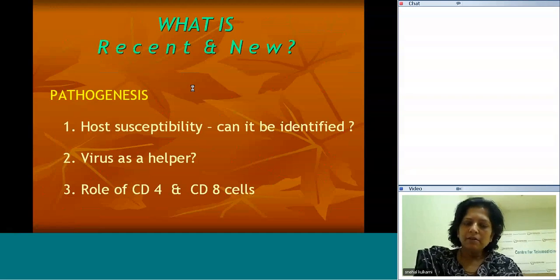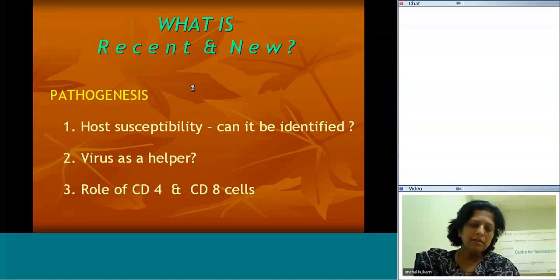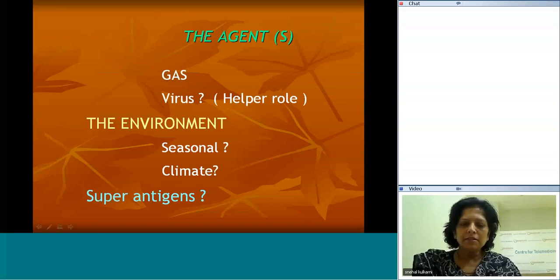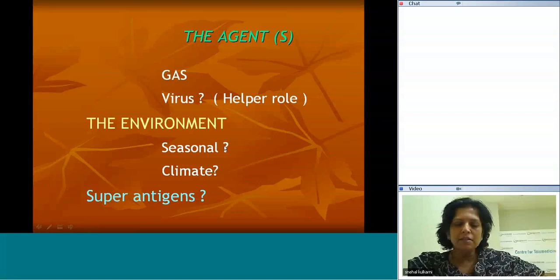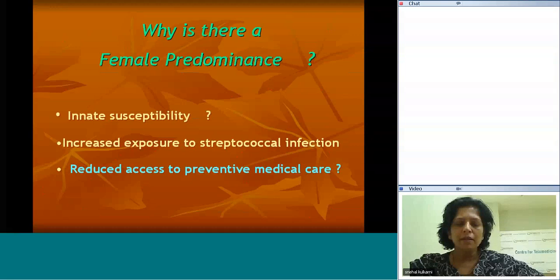As far as the pathogenesis is concerned, whether we can identify the host susceptibility, whether virus acts as a helper, and is there any role of CD4 and CD8 cells. So these are the recent advances as far as the pathogenesis is concerned. We know that the agent is a group A beta hemolytic streptococcus, whether virus plays a helper role, whether environment has a significant role to play, whether there is a seasonal variation or climate change, and there are antigens which play a role in pathogenesis. Whether there is a priming role for streptococcal skin infection or viral infections which precipitate the attack of rheumatic fever.